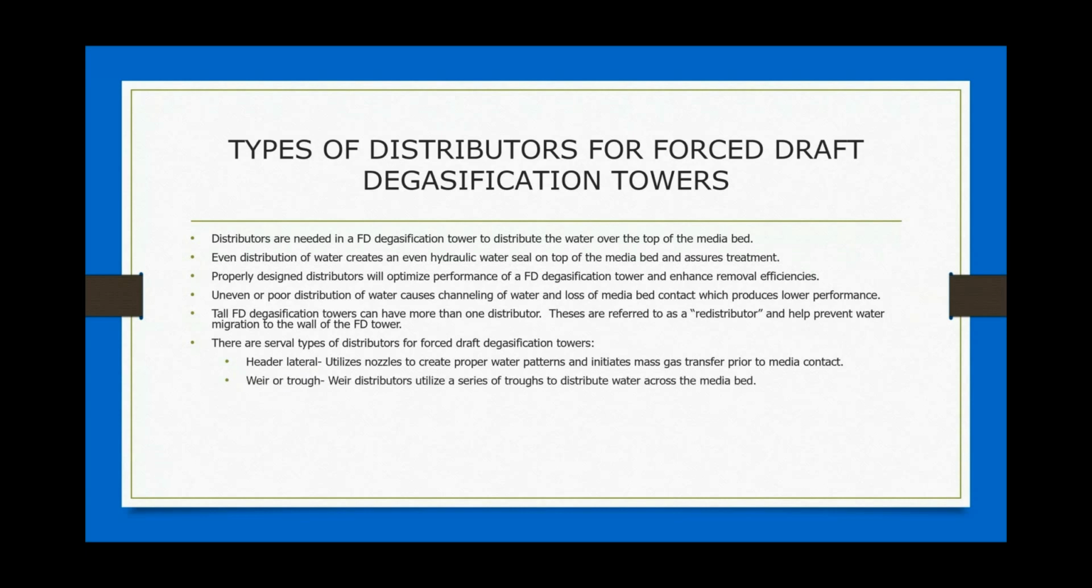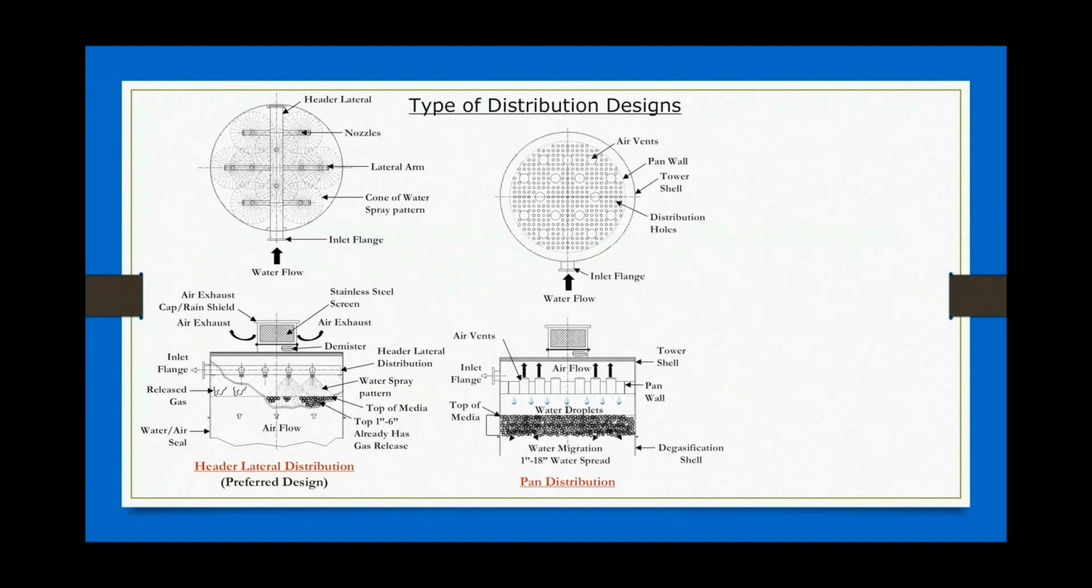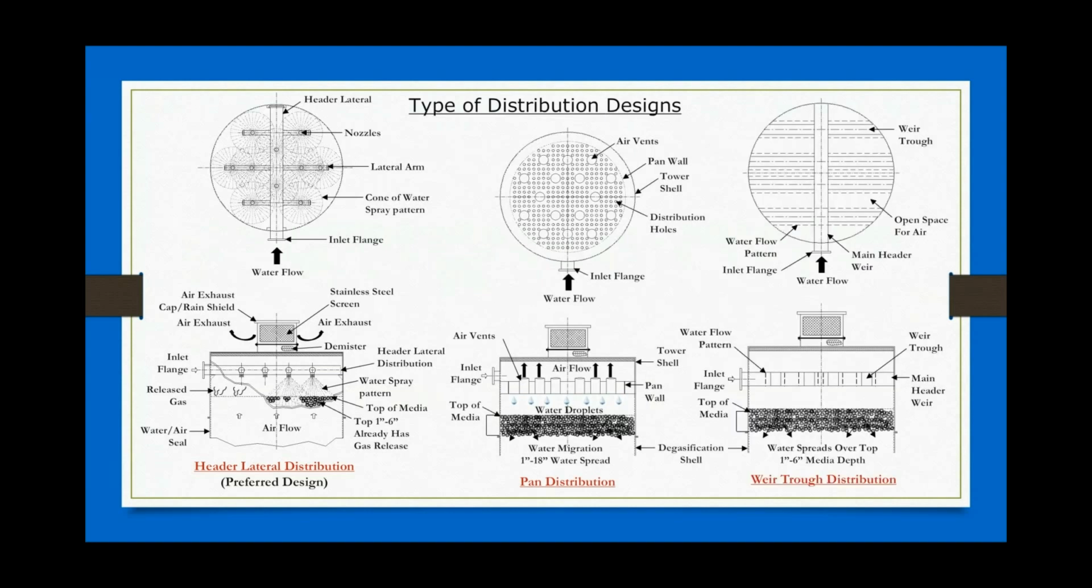Weir or trough type weir distributors utilize a series of troughs to distribute water across the media bed. And then there's a pan type, where pan distributors collect the water in a pan and have perforations to distribute the water to the media. They also have vents that allow air to travel through the pan. I'll quickly show you a little design here of the different types of distributors.